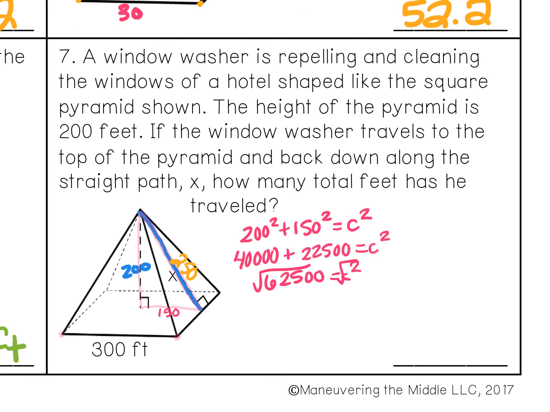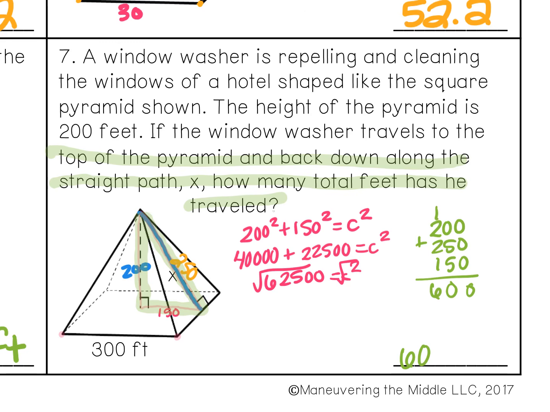But the question didn't ask me about the slant height. This question asked me that if he travels to the top of the pyramid, back down along the straight path X, how many feet has he traveled? Well, if he walks in, up, and down, that means I have to add all of those distances together. So he's gone 600 feet.